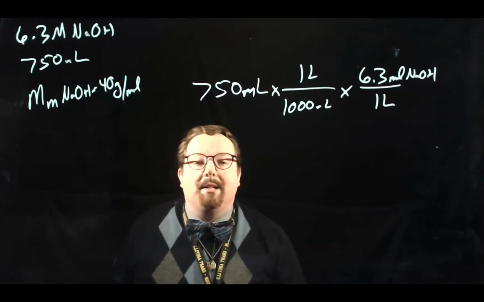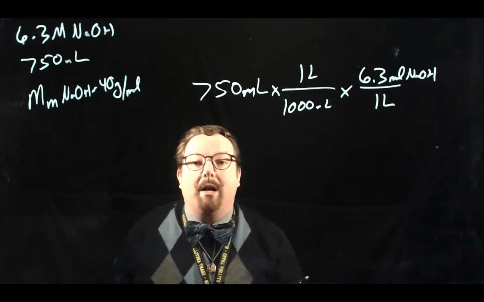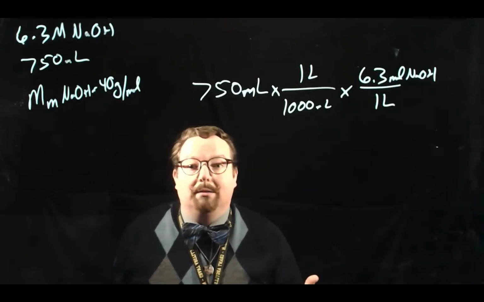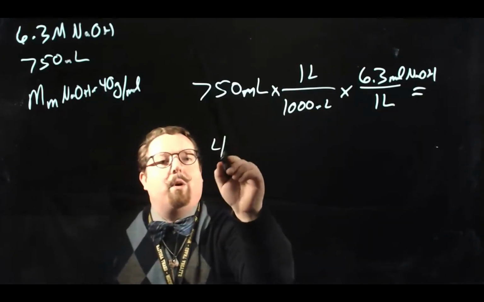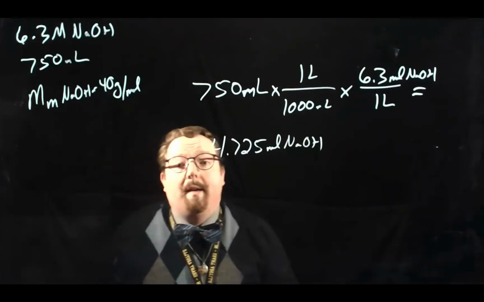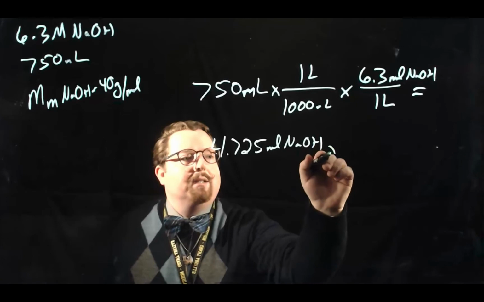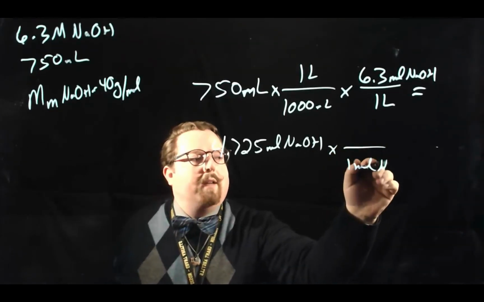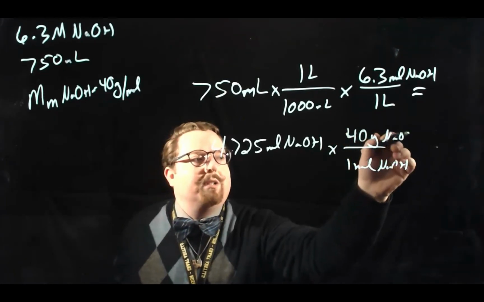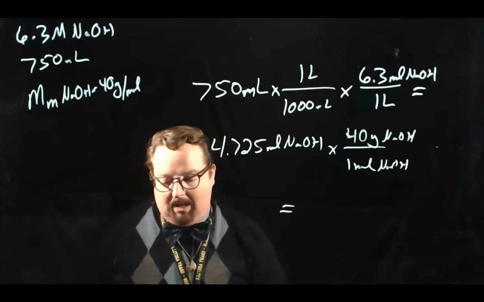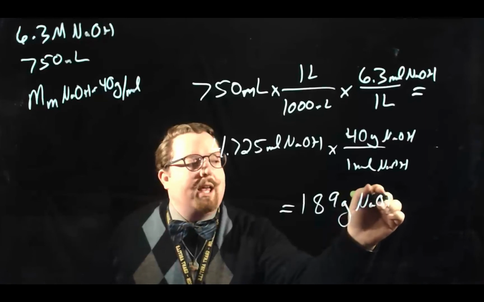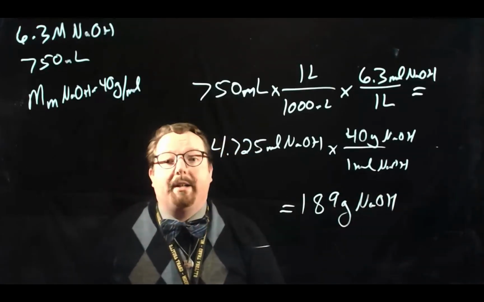Now when you're working with solids, the solid doesn't add or subtract from the volume of your liquid. So your volume here can just be the volume of water. If we run that math out, we get that we need 4.725 moles of NaOH. If you want to know how many grams that is, just convert. Every 1 mole of NaOH equals 40 grams of NaOH. So according to this, we need 189 grams of NaOH in our 750 milliliters of solution.